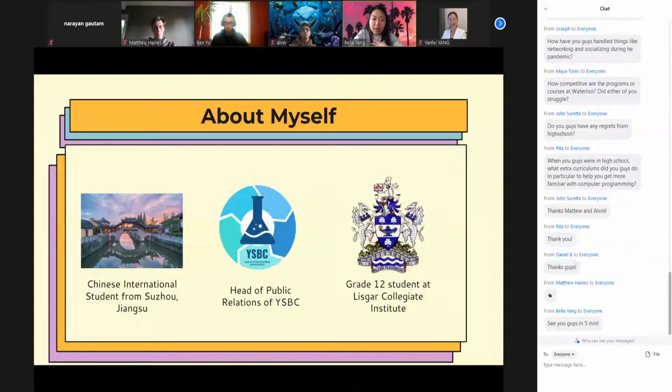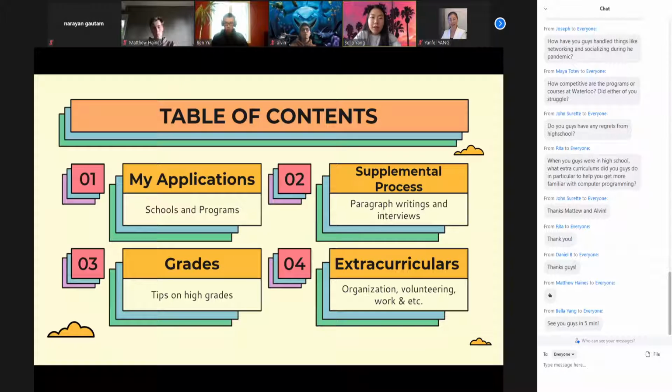I am personally a Chinese international student. I came from Suzhou, Jiangsu 3 years ago, and I worked as the head of public relations at YSBC from last September, and I'm also a grade 12 student at Lister College and Institute. So yeah. And today I'll be dividing my presentation into 4 sections.